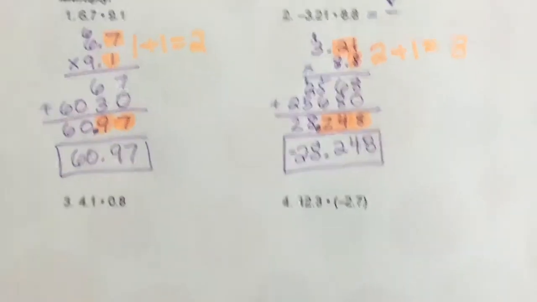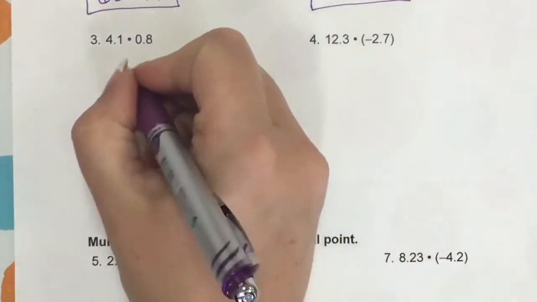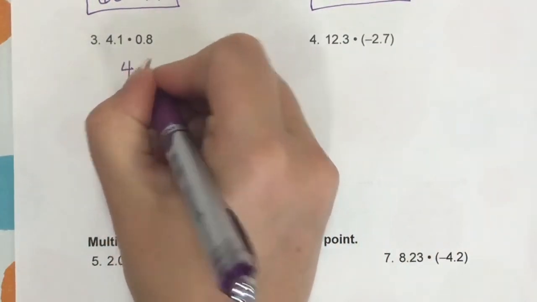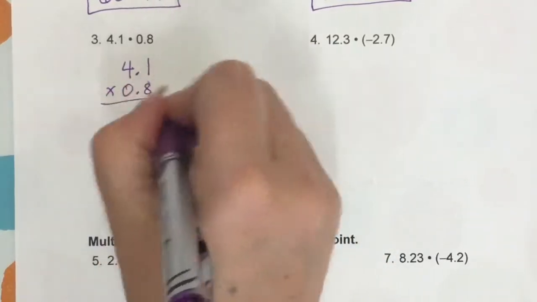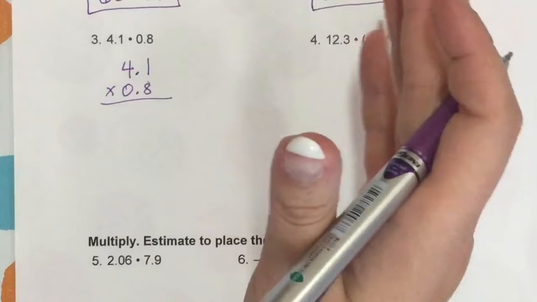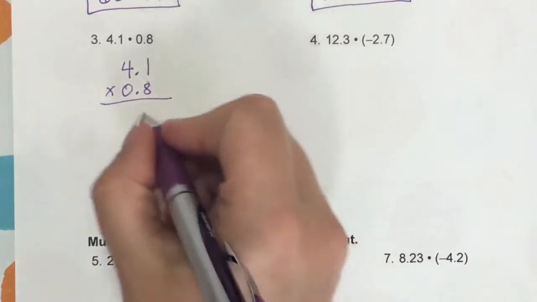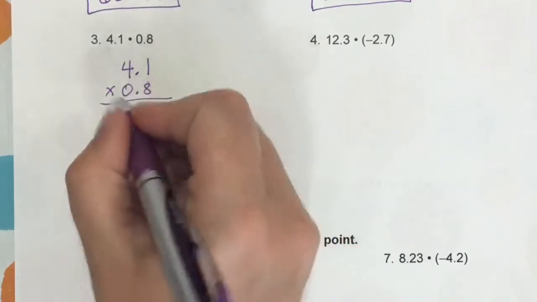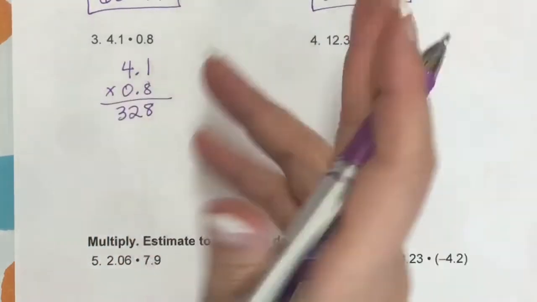So let's go on to problem number 3. All right, we have 4.1 times 0.8. So we are going to go 4.1 and 0.8. We're just writing them down. We're multiplying. The decimals don't matter at this point. We're just going to multiply like normal. So 8 times 1 is 8. 8 times 4 is 32. And then there's a 0, and we don't need to worry about that.